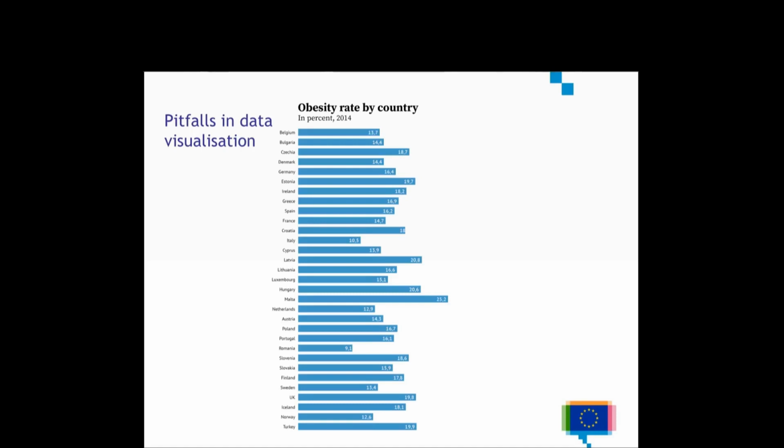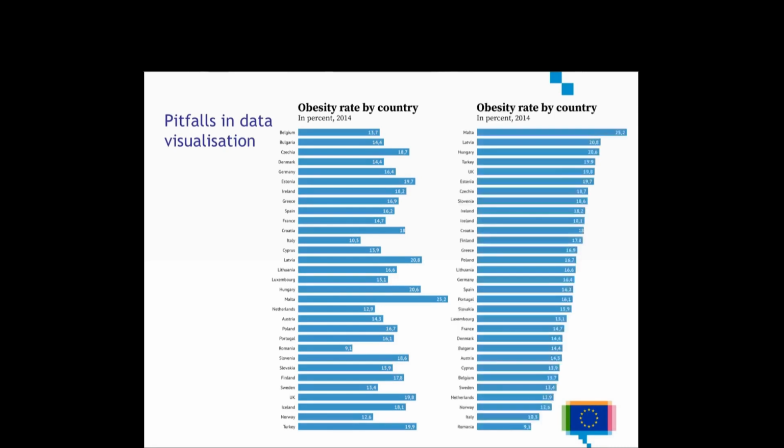So another version of this chart sorts the data on the values, and now this is a chart that is much more enjoyable to look at. Things don't jump up and down anymore. Countries are clearly ranked, so you can see immediately what the top 5 countries for obesity rates are, and also the countries at the bottom.